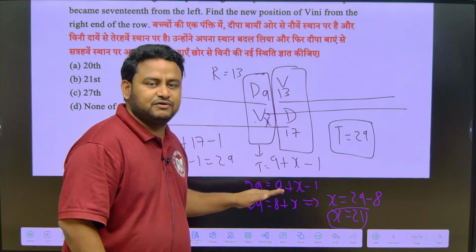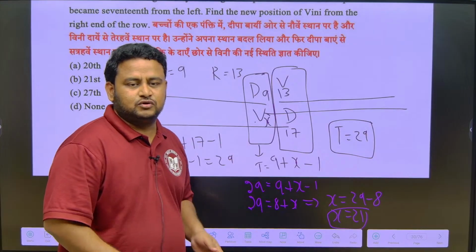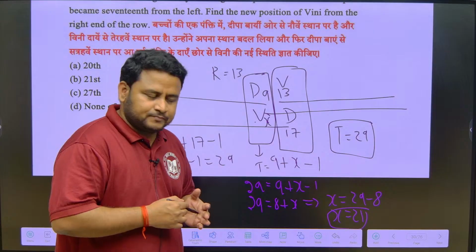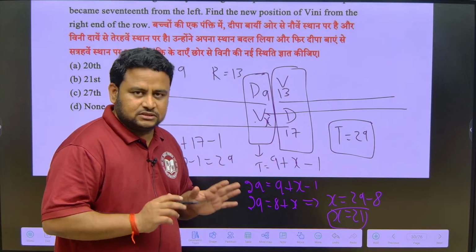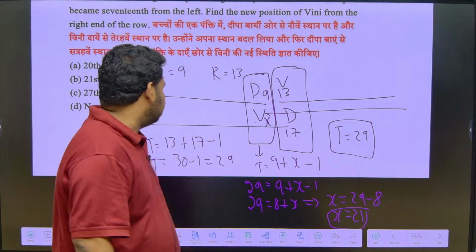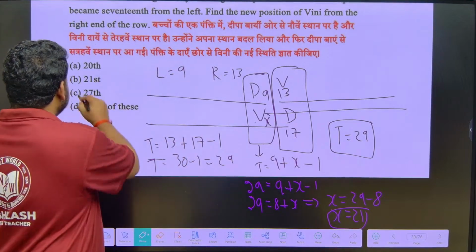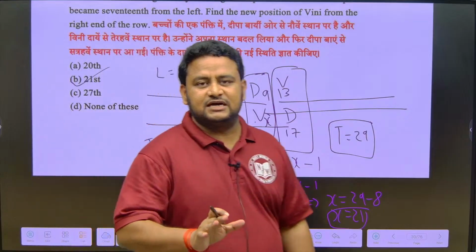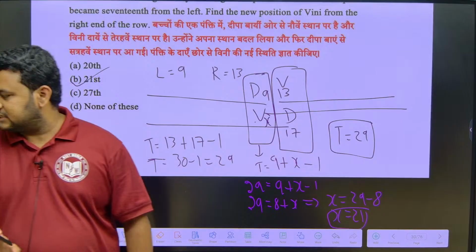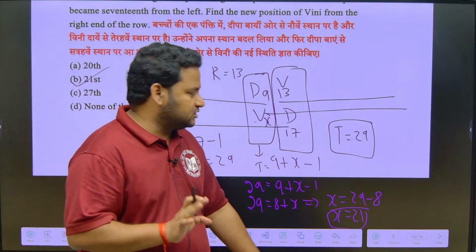This much calculation I have done so that each and every student, no matter their calculation speed or competence, should be able to understand. That's why I am writing the steps. Clear? So x is equal to 21, and the answer to this question is 21. That is option B, the right answer to this question, friends. Got it? Is it clear?